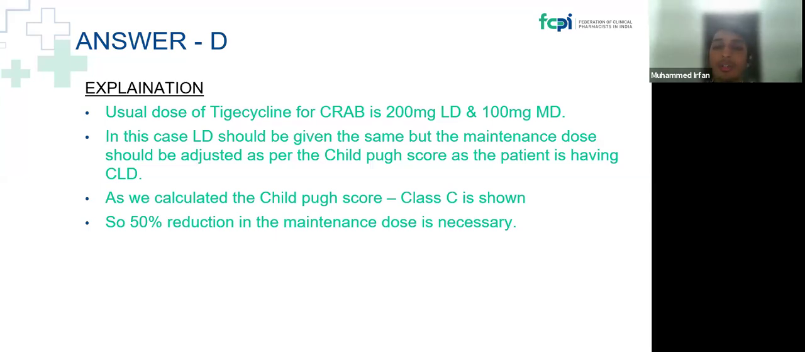So in this case, the loading dose should be given the same, but the maintenance dose should be adjusted as per the Child-Pugh score, because when we calculate the Child-Pugh score, it comes under Child-Pugh class C. So a 50% reduction should be done. We will reduce from 100 mg to 50 mg, and 50 mg BD should be given to the patient.